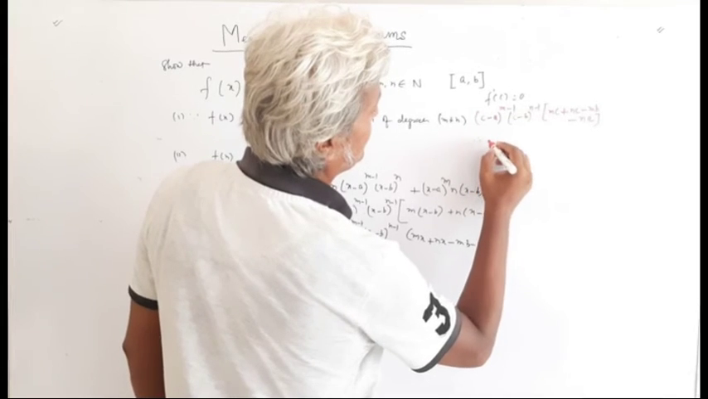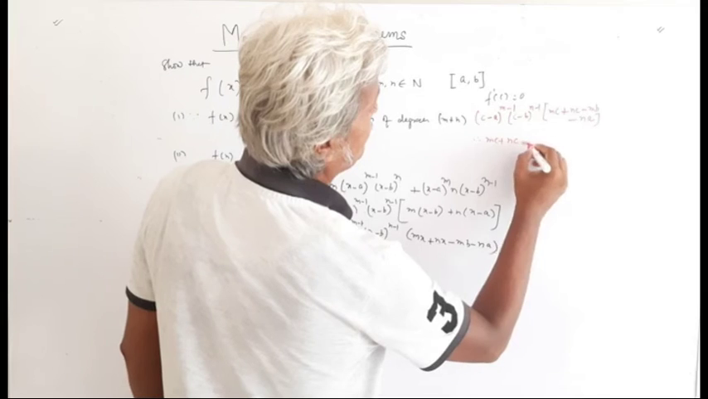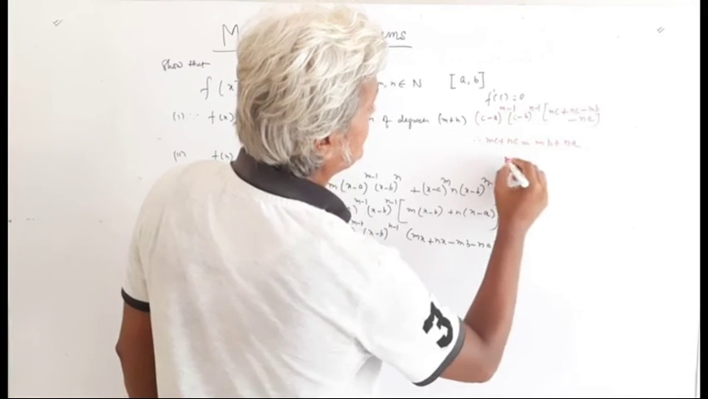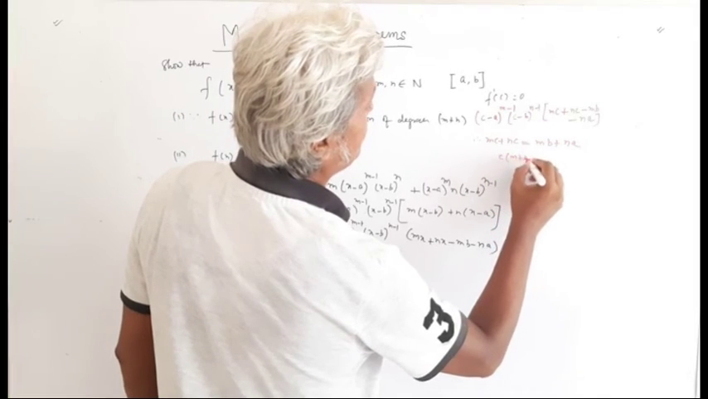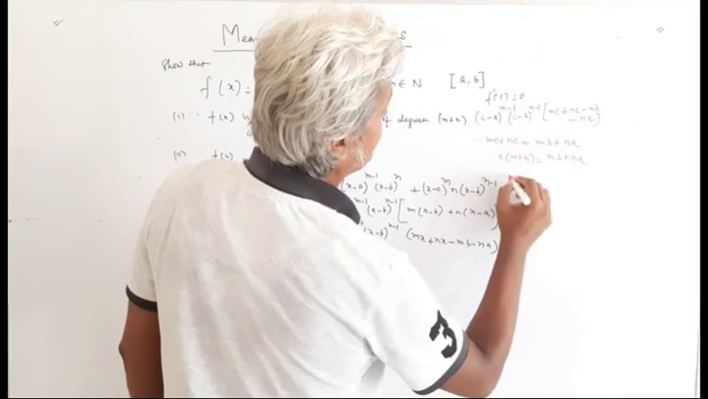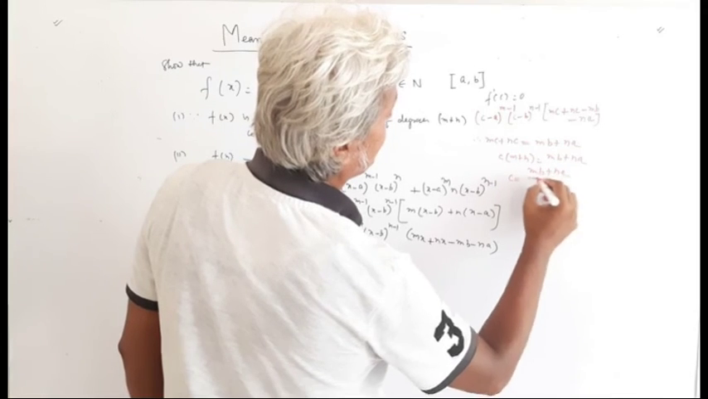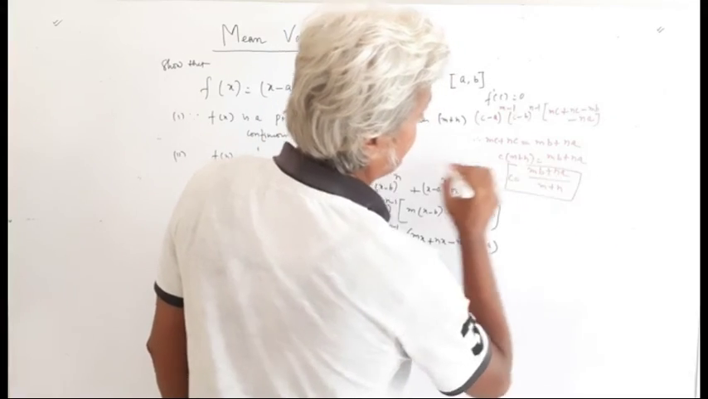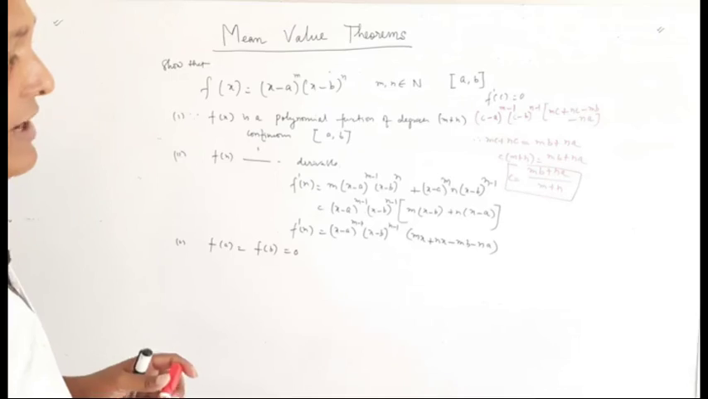So therefore what do you conclude? That mc plus nc equals mb plus na. So now you take c common: (m plus n) c equals mb plus na. Now c equals (mb plus na) upon (m plus n). It means we only have to verify whether c lies between a and b.